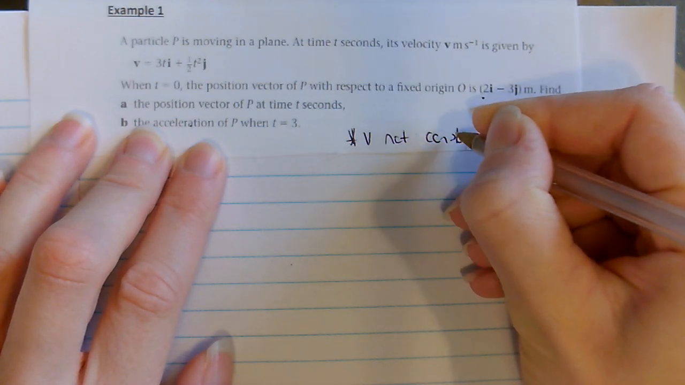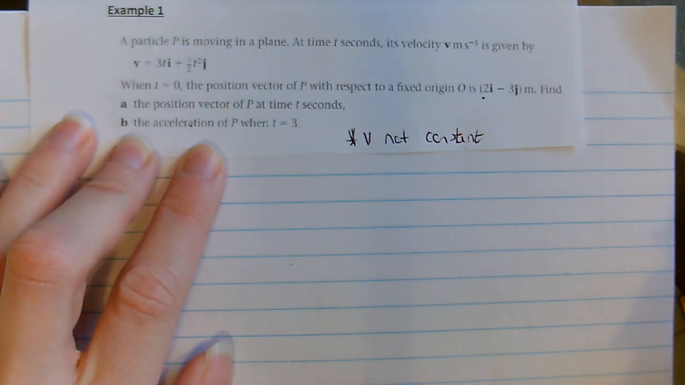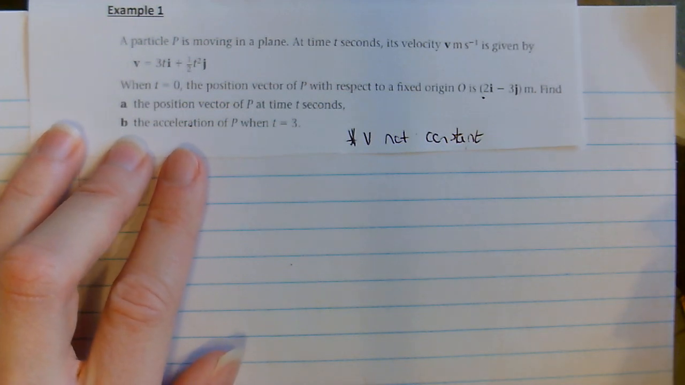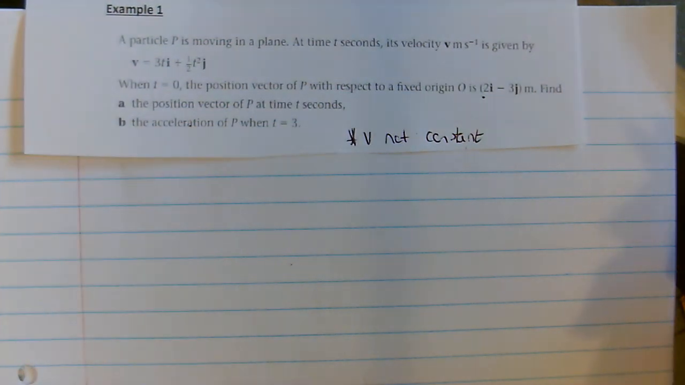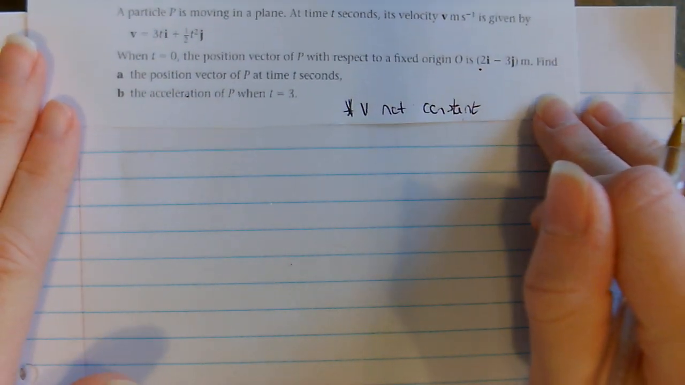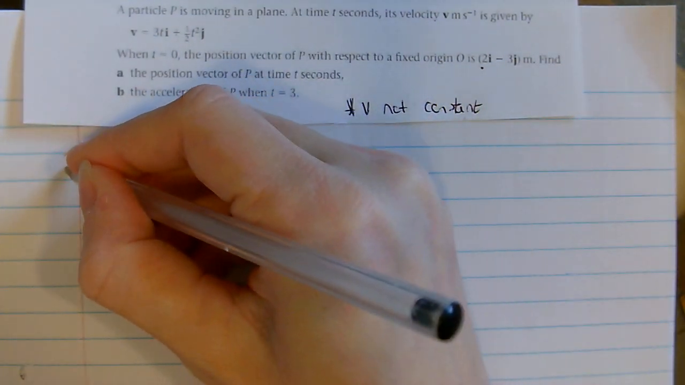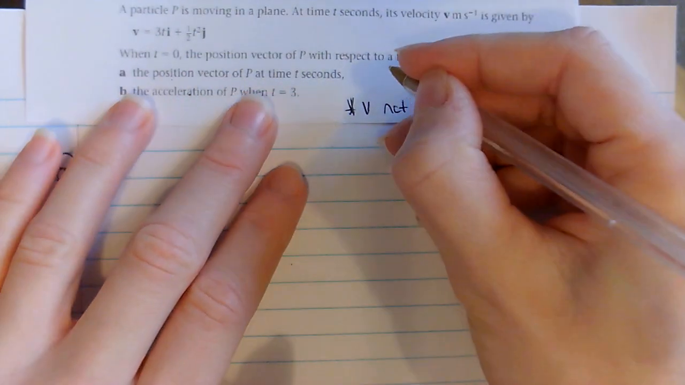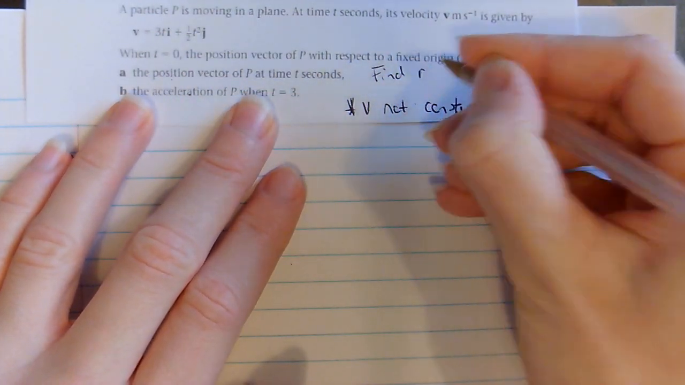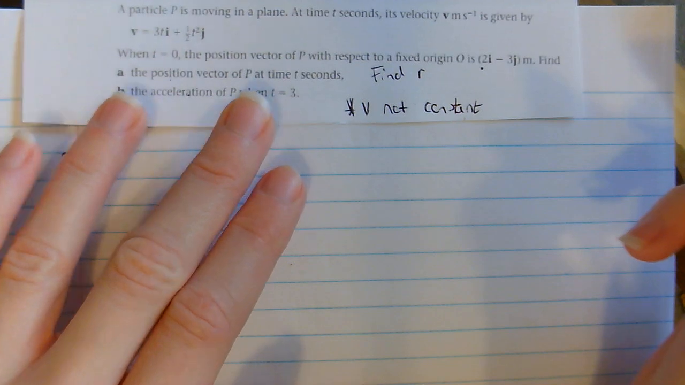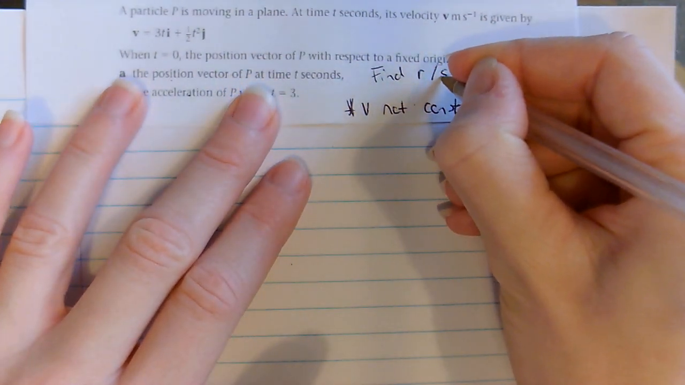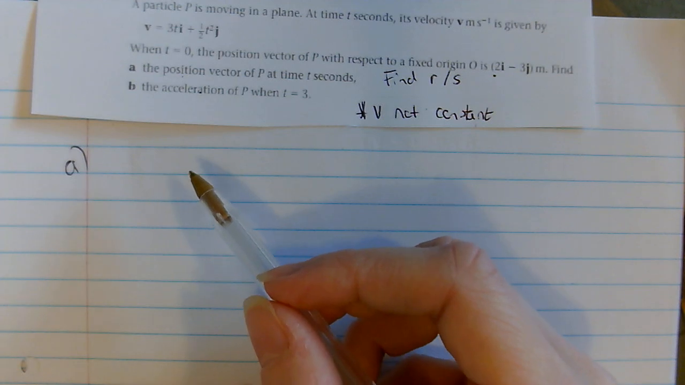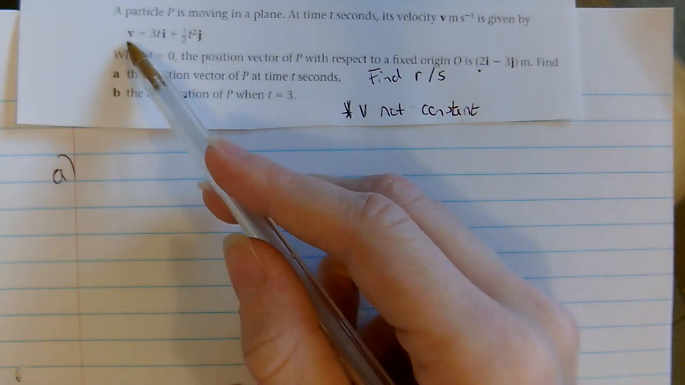Velocity not constant, so we can't use the position vector formula. Therefore, we need to use differentiating and integrating. So for part A, when it talks about a position vector here, it's basically saying find r or s, whichever you want to think of that as. So displacement. I want to find the displacement, and I've been given v.